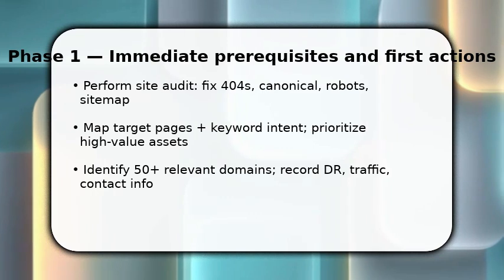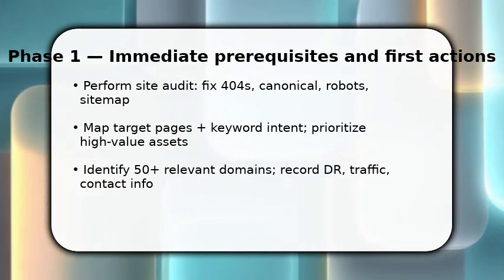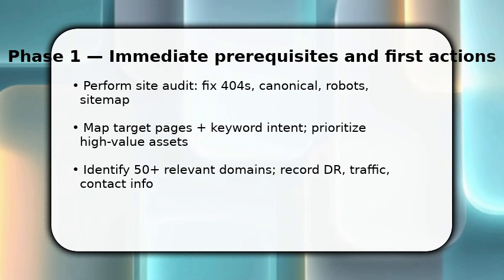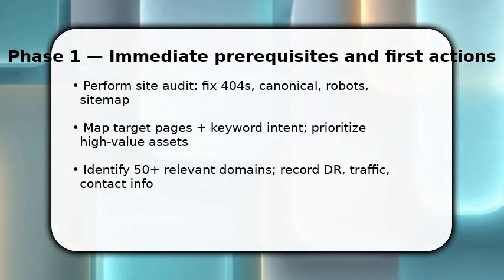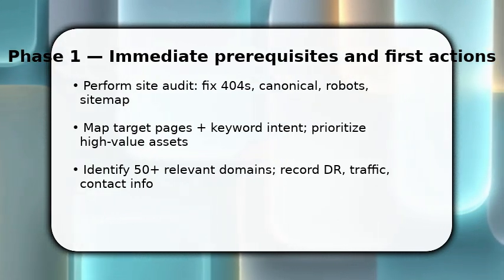You begin by auditing your site so link prospects land on strong pages. Fix 404s and canonical issues now. Next, map your target pages and match them to keyword intent because relevance drives editorial links.